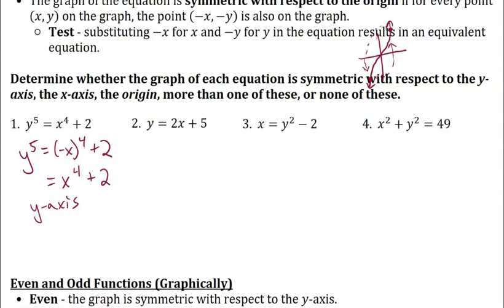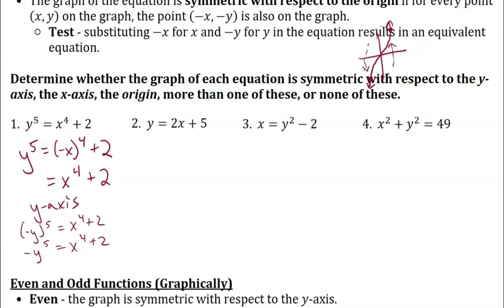Okay, if we plug in negative y for y, then we would have negative y to the fifth equals x to the fourth plus 2. That is not the same, because negative y being raised to the fifth power gives us a -1 coefficient. Not the same, so we do not have symmetry with respect to the x-axis.